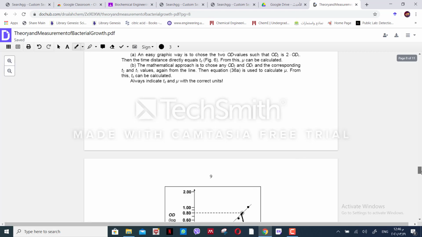The second case, the mathematical approach, is to choose any optical density 2 and optical density 1 and the corresponding t2 and t1 values again from the line. Equation 36a is used to calculate mu, from which td can be calculated. So from the figure we can calculate td, or from this figure you can also use t2 and t1, and from equation 36a, as we'll see now, used to calculate the duplication time.